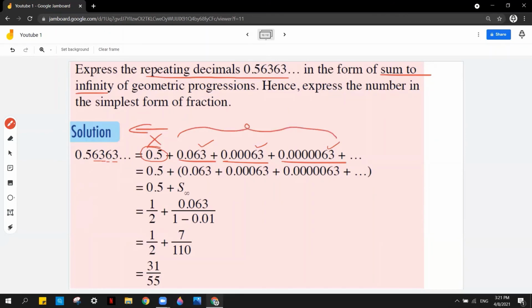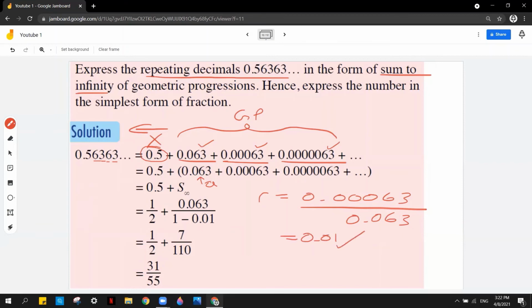You look at this as a geometric progression. As you can see here, this is your first term. Your r is as per usual 0.00063 divided by 0.063, and you'll observe a value of 0.01 being obtained. Now you just plug it into the formula here. This is where the sum to infinity occurs. The value I took out, you don't talk about it. Then you solve it, and finally your answer is here.